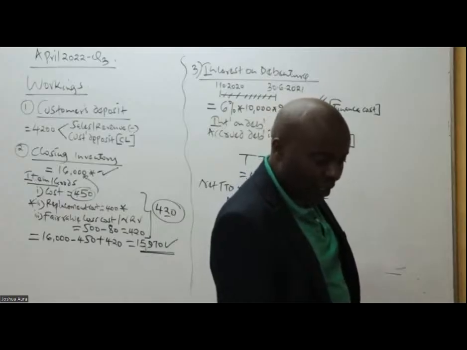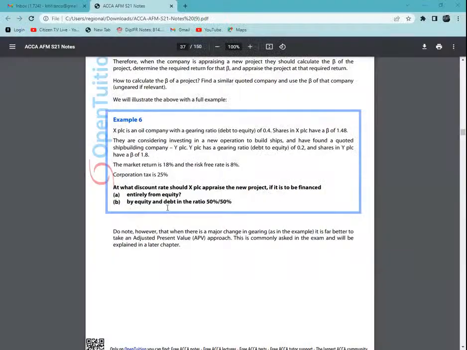Here we are. So we are now aware that the relevant beta is the beta of the new industry. We are told that they are considering investing in a new operation to build ships, and have found a quoted shipbuilding company like that. The market return is 18% and the risk-free rate is 8%.